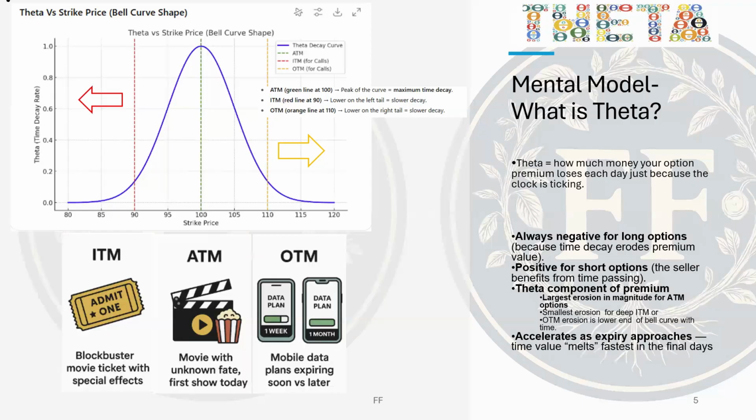And in the money and out of the money, the erosion is the least, and that would take the shape of a bell curve, as indicated in this graph. Also notice that the tail ends, which means that towards expiry, the time value really melts fast.